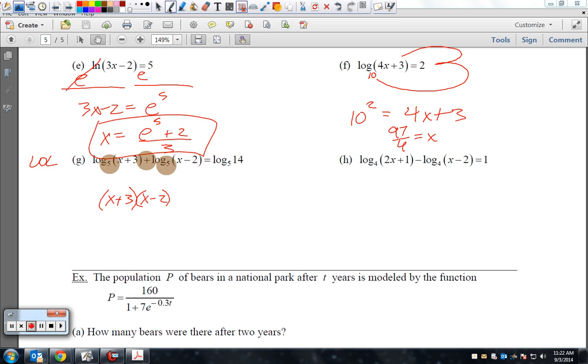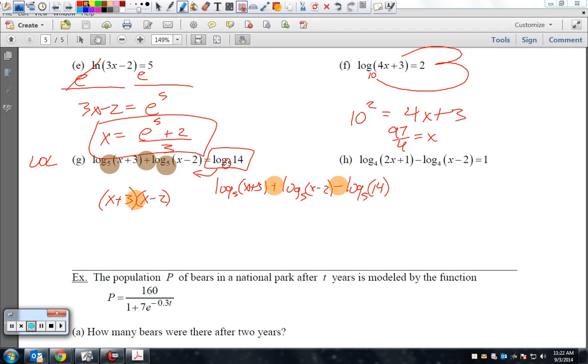This is still the same. What am I going to end up doing to move this over? Say again? Not divide. Subtract. So I need to subtract this. What I did was just change it: log base 5 of x plus 3 plus log base 5 of x minus 2 minus log base 5 of 14. It's not a quadratic.